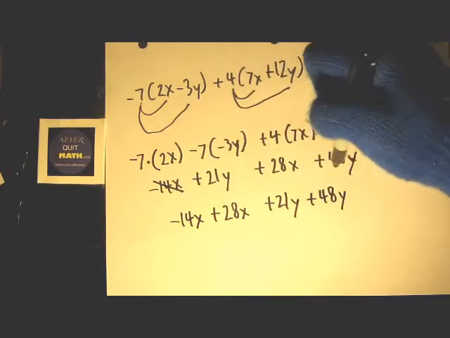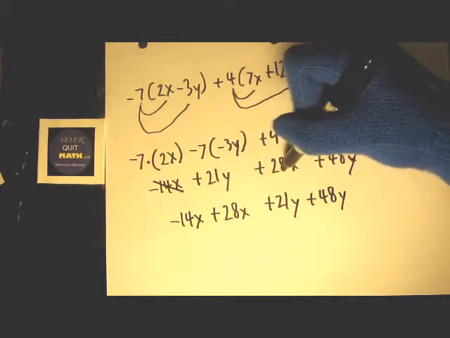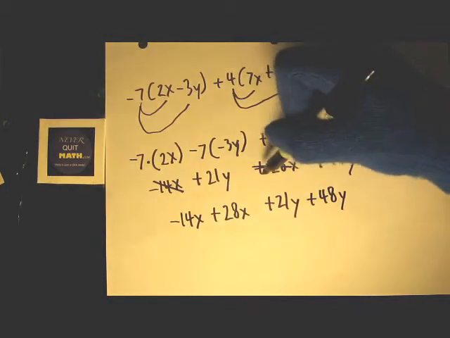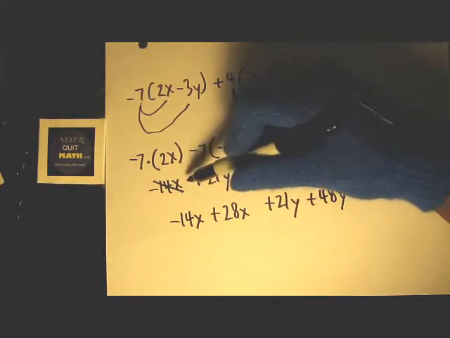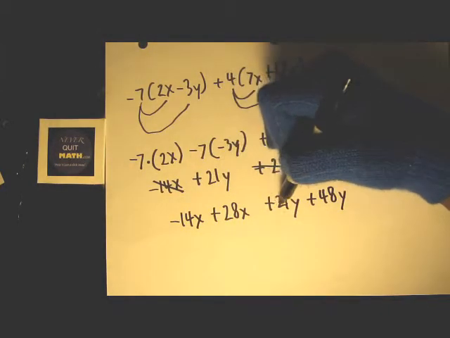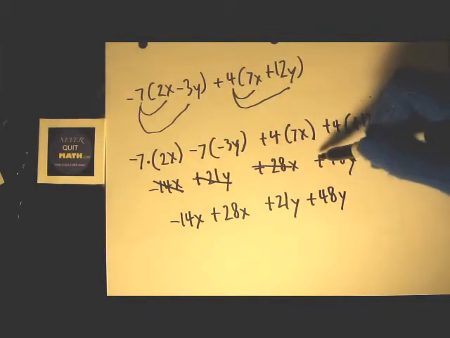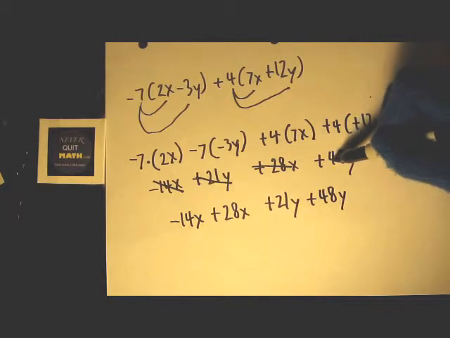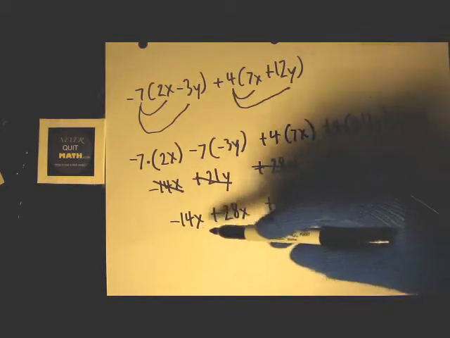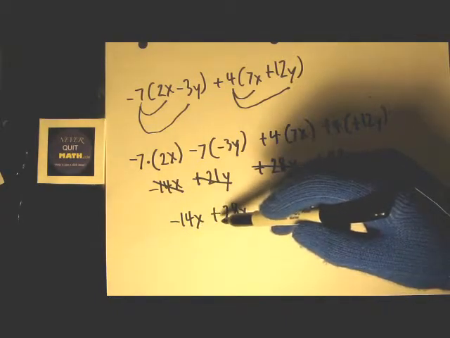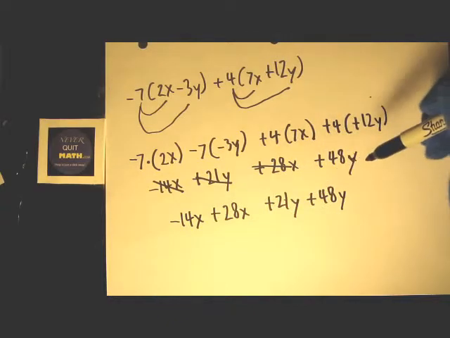Then I looked through here and I said, are there any more x terms? I found a 28x term here, brought it down. Then I looked back, said 21y, okay, brought it down. Then I looked through again and I said, oh, here's another one, positive 48y, let me bring that down. So now we're just going to add the x terms and then combine here the y terms.